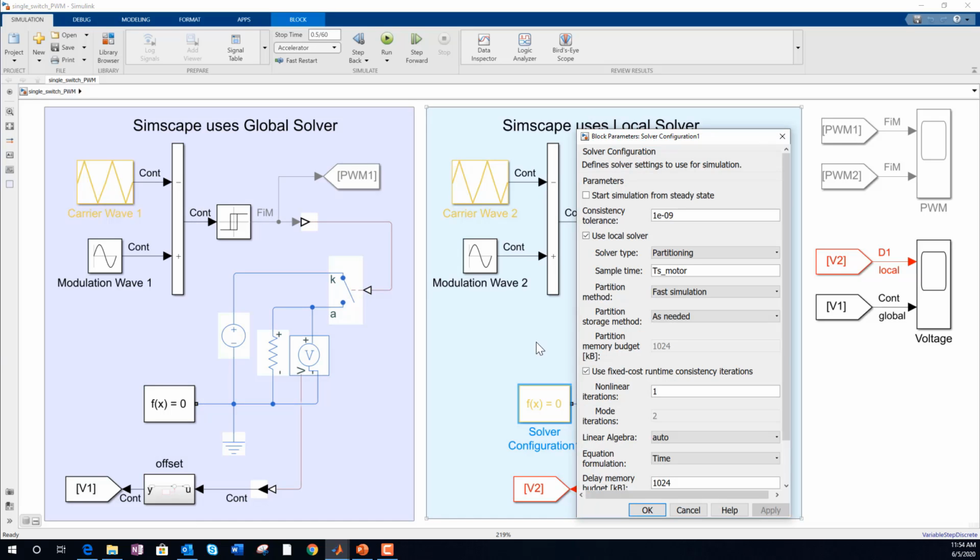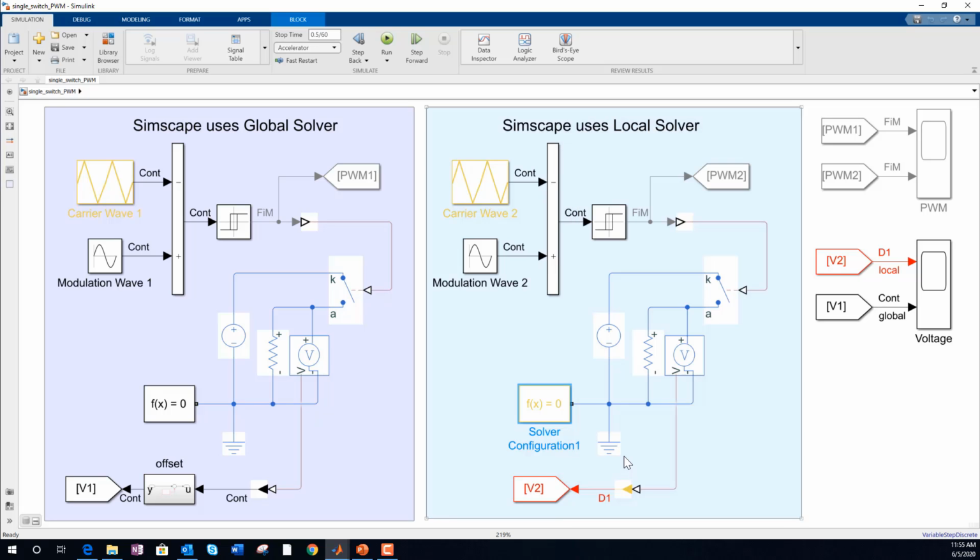So the Simscape model on the right is updated using the partitioning solver, and the Simscape model is presented to Simulink as a discrete system. Notice that the voltage measurement is highlighted D1 on the local solver circuit, meaning it's discrete. And notice on the left that the measurement is highlighted as CONT, continuous. Finally, notice that both PWM generators use the Simulink global solver, as they are Simulink models. And you can see that the PWM signals are labeled as FIM. This means fixed in minor time step, which is a continuous signal.